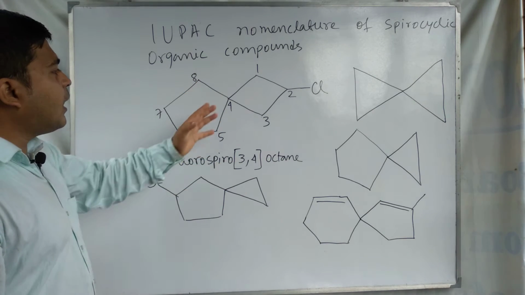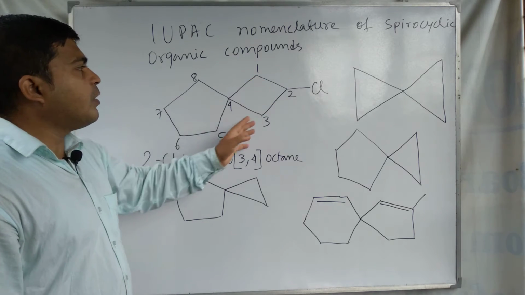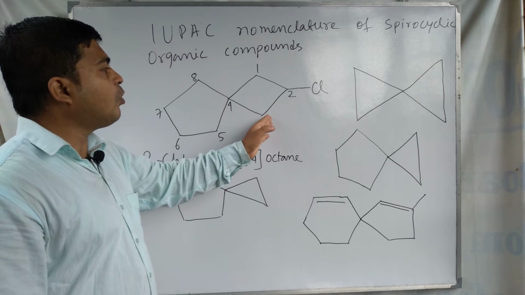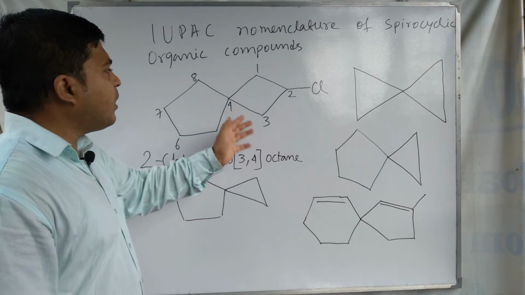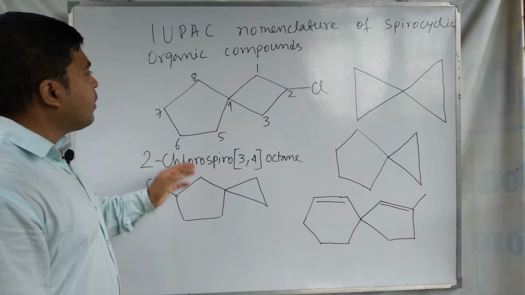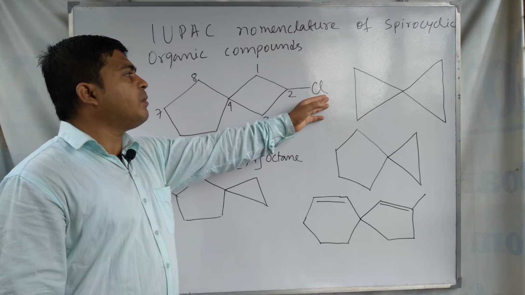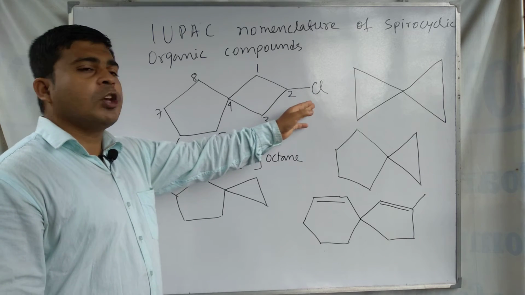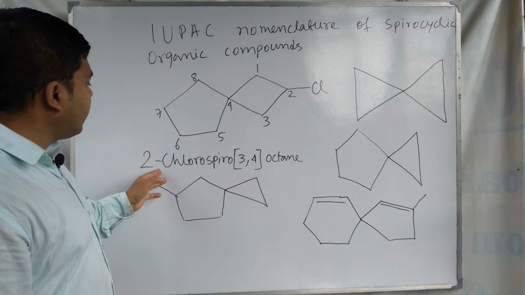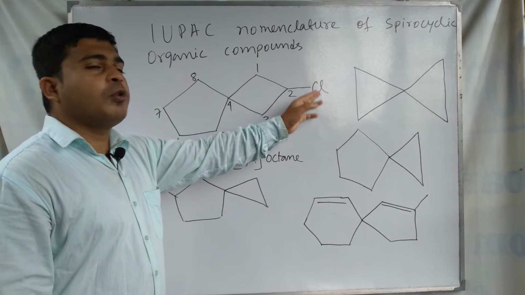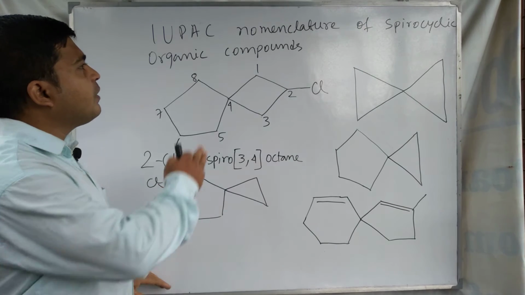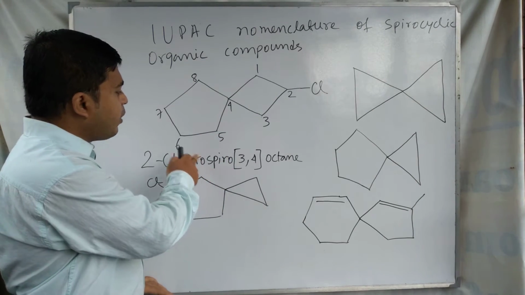In this way the large ring is numbered after the numbering of the small ring, and in each case we have to follow this rule. At first number the short size ring, and after numbering the short size ring you have to number the large size ring. We see a substituent is present at the 2 position of this compound. So we write the name of the substituent first, as 2-chloro. The 2 position is occupied by a chlorine atom, so 2-chloro, and this is a spirocyclic compound, therefore spiro.